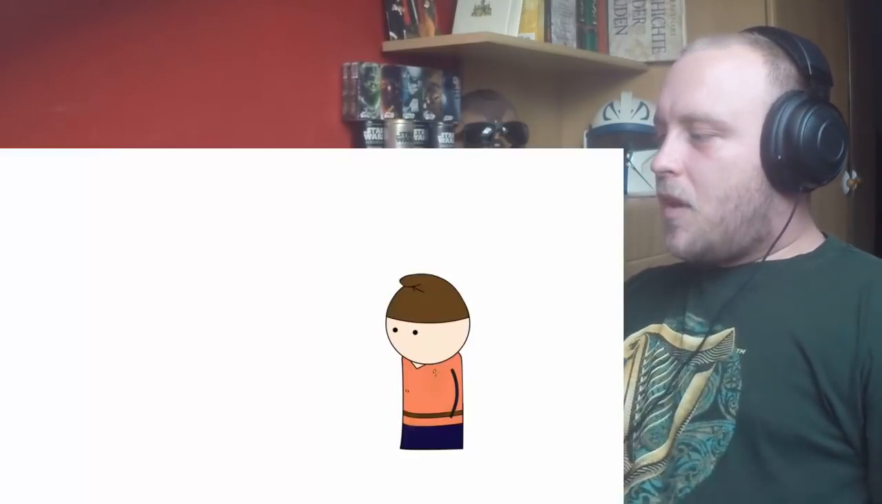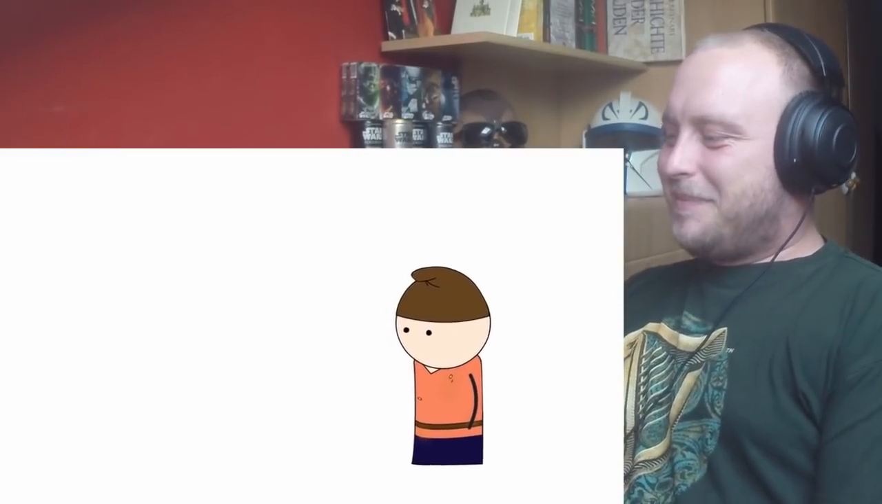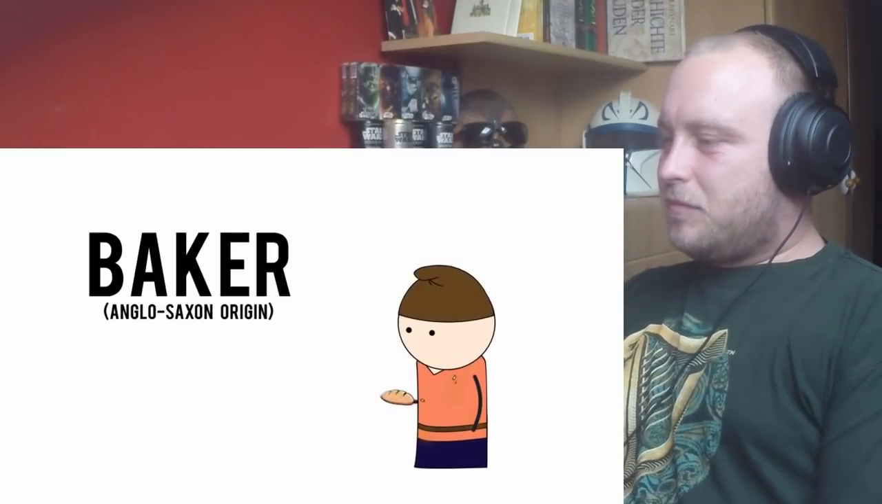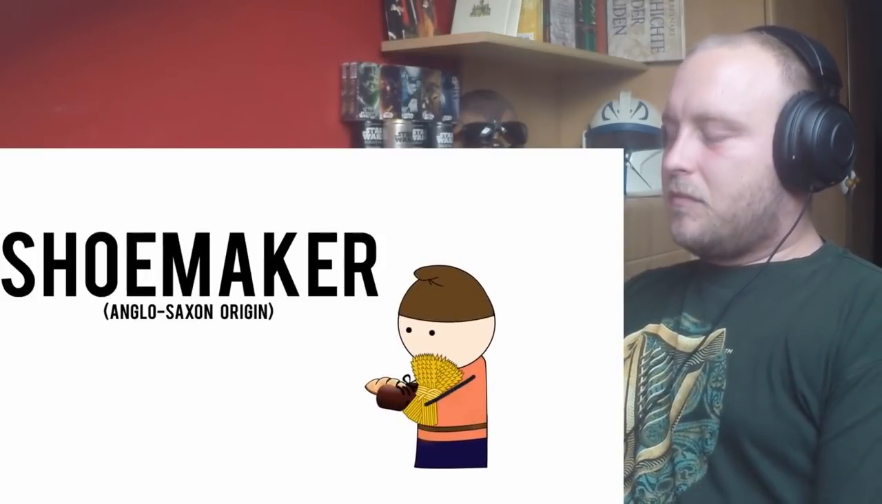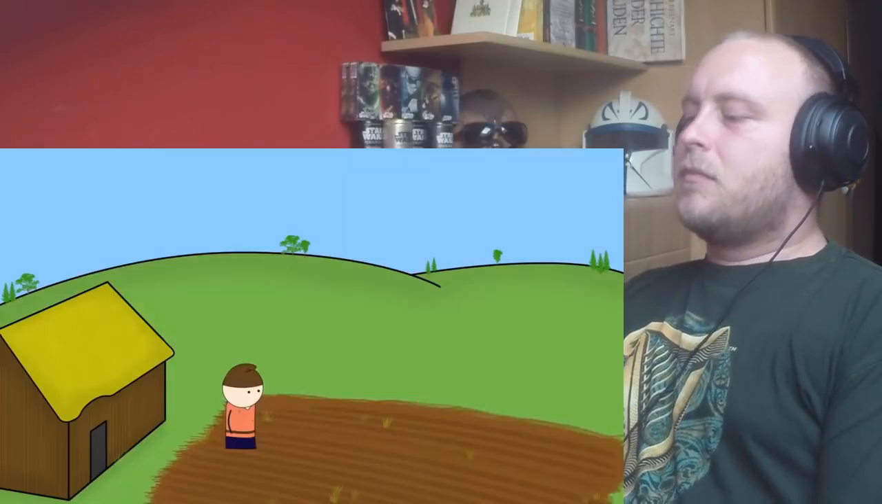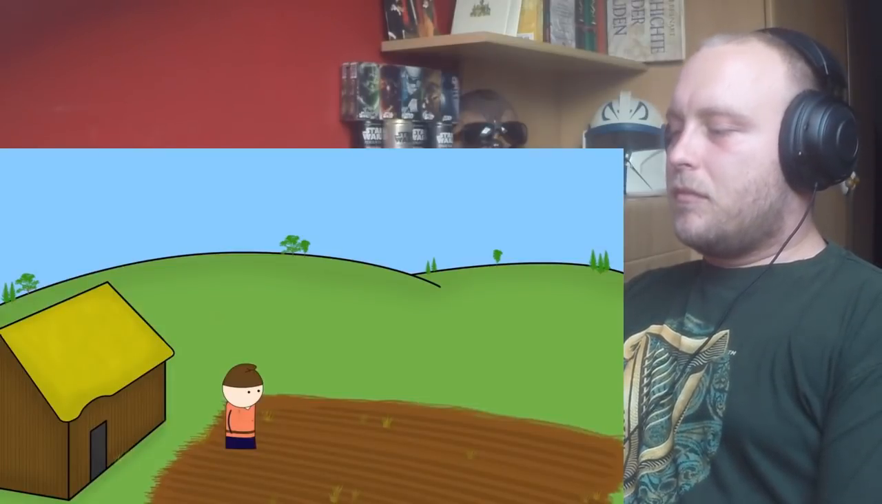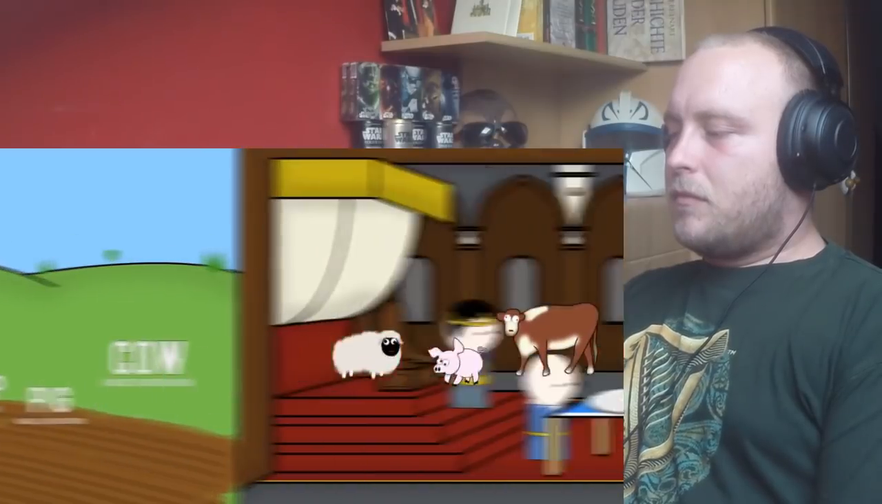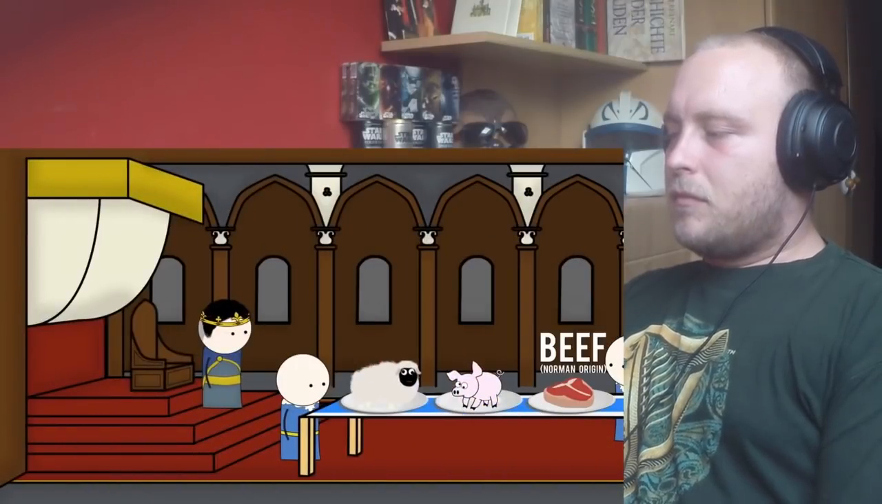But there's more. Ask an Anglo-Saxon what job he does, and he might respond with some low-level trade, such as a baker, a miller, or a shoemaker. But a Norman has a skilled trade, like a painter, a tailor, or a merchant. The Anglo-Saxon farmers working in the fields owned many cows, pigs, and sheep, but once they were served up in a Norman banquet, they became beef, pork, and mutton.